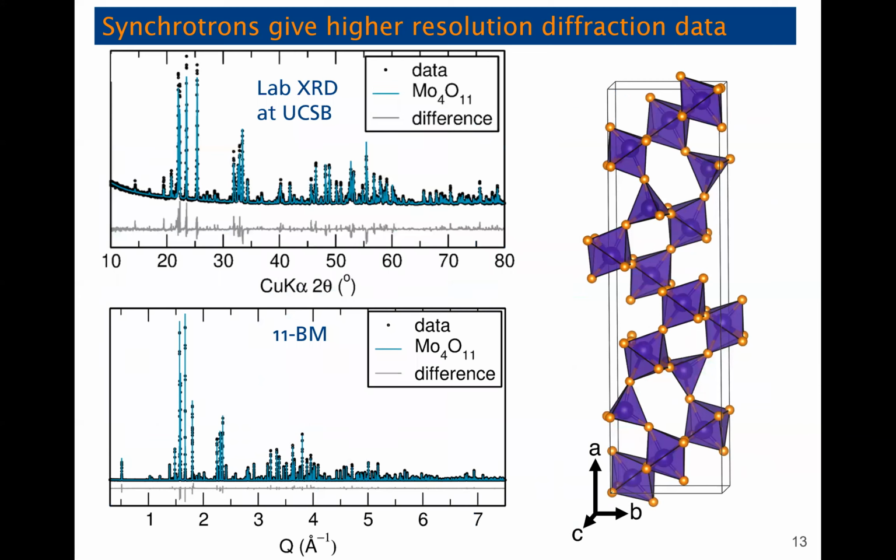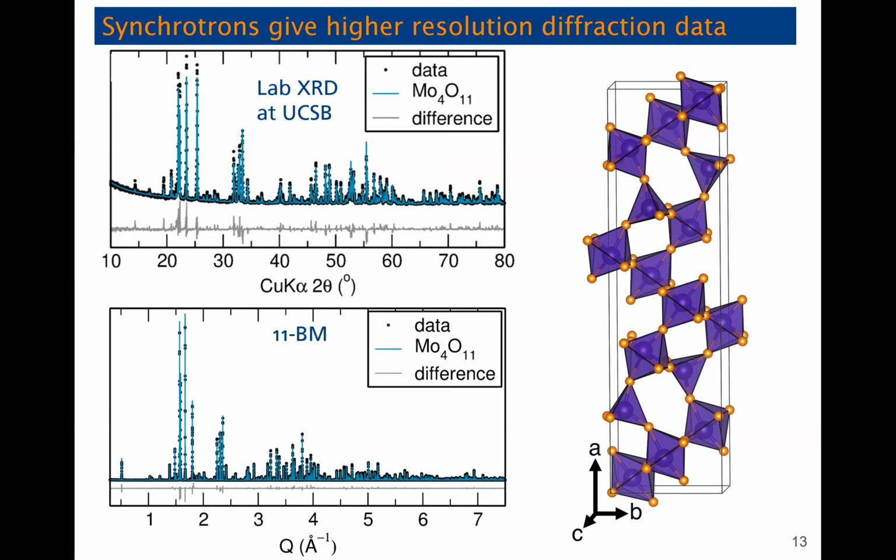Anyway, here is an example of comparing a material that I made. This is molybdenum oxide, Mo4O11, and it's the same material in the top image. This is lab XRD that I collected at UCSB, and then the same material sent to beamline 11BM, which is the one that does the mail-in program at the Advanced Photon Source. I kind of wanted the difference between these to be a little more dramatic, but the material is quite crystalline, so that's one reason you don't see a bigger difference. But the data from 11BM is a lot higher quality, and I was able to do a much more careful refinement of the data.